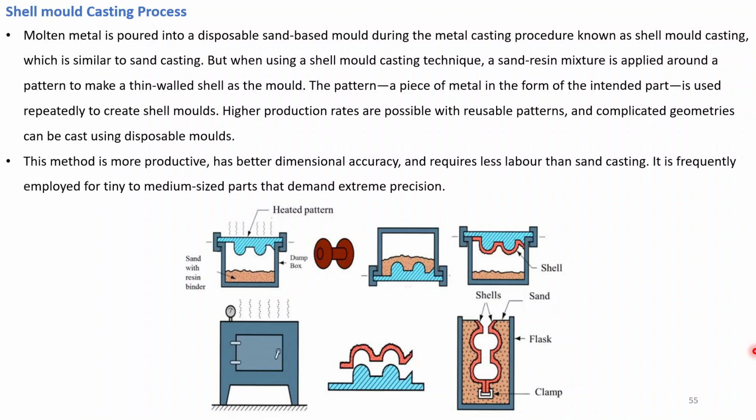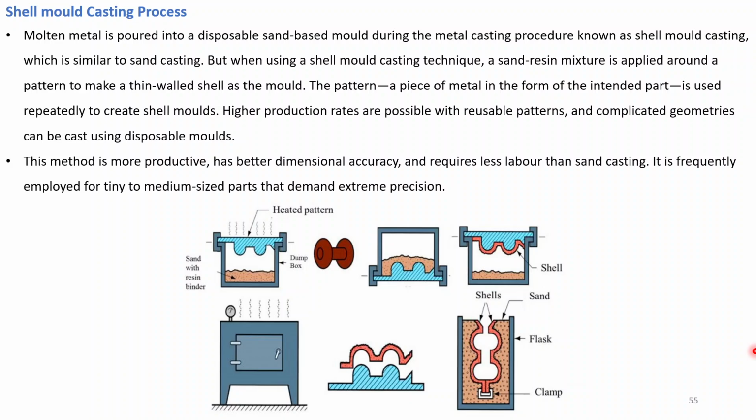Next is shell mold casting. In this case you will first have a pattern, and based on that pattern you will be sticking some sand on it, sand with resin binder. So this sand is bound on this, and then this bound sand shell is removed. After heating it in a chamber, then removing it, these molds that are made from sand will be acting as a mold, right?